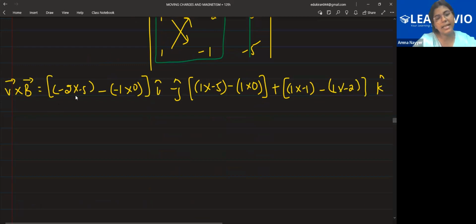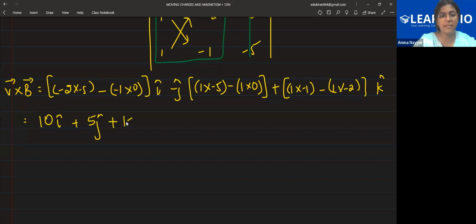So this is minus 2 into minus 5. This is 10. This whole term is 0. So 10 i cap. Minus 5 minus 0, so minus 5 into minus j cap, that is plus 5j cap. This is minus 1, this is plus 2, so minus 1 plus 2 is 1. So plus k cap. This is just V cross B.